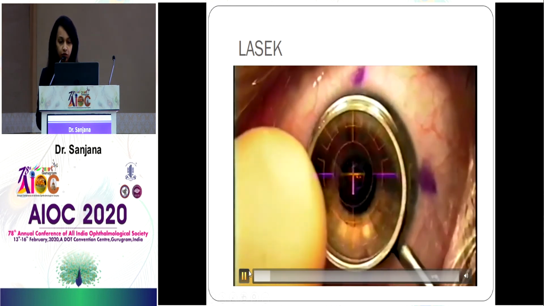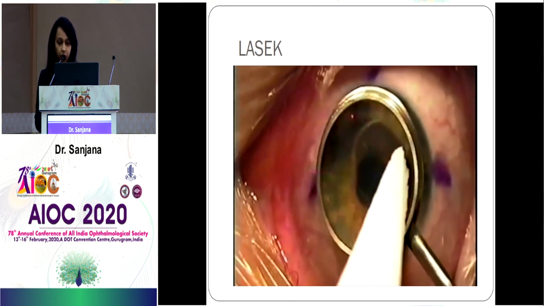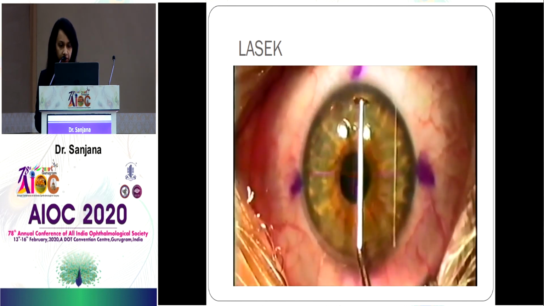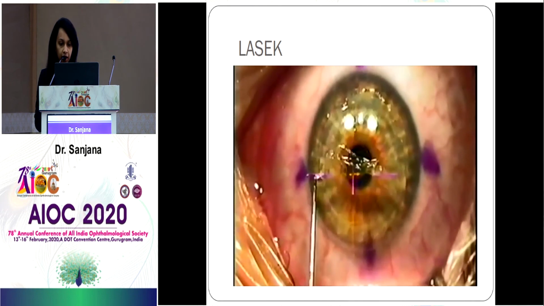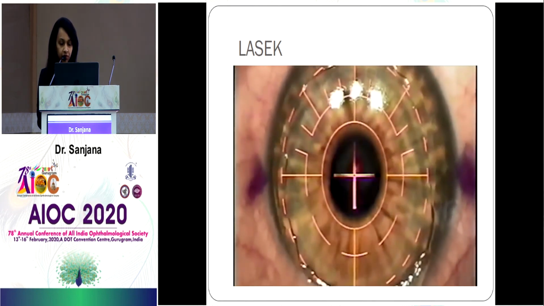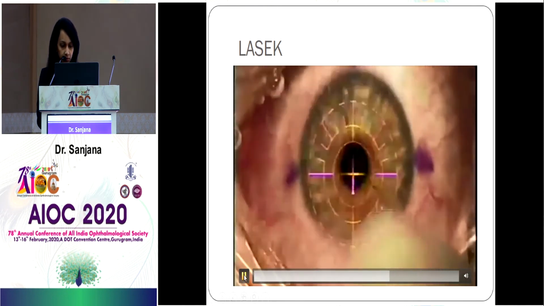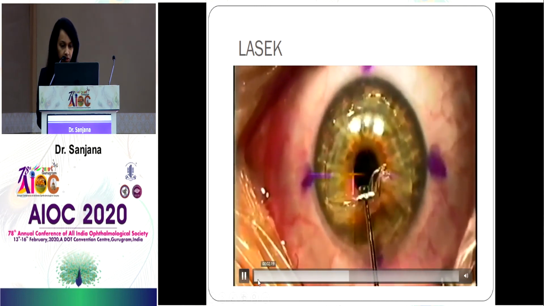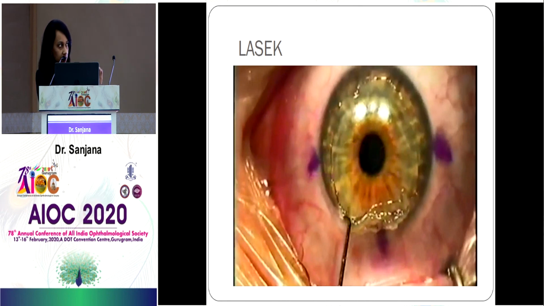So here again, what we do is we keep the alcohol well, and then we put ethyl alcohol 20%, wait for about 20 to 30 seconds, wash it thoroughly. After that, you can start scraping the epithelium. And in this, we do not completely remove the epithelium. We just keep a hinge of it. So just look at it. In case of PRK, we would completely remove the whole epithelium and then go with the ablation. But in case of Lasik, a small hinge of it is left behind so that it can be repositioned back.